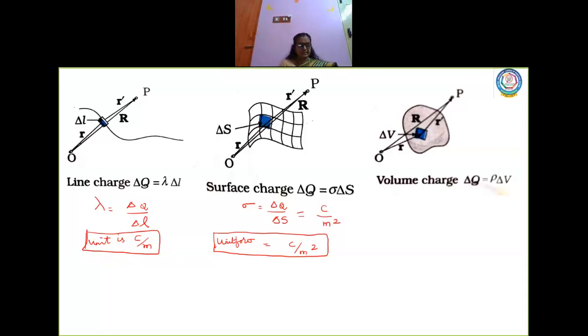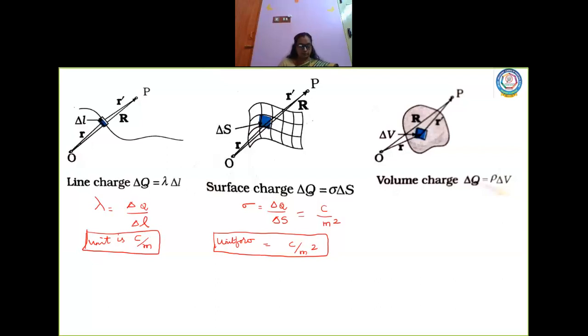So what is del L here? Del L here is the small line element on the macroscopic scale, and it also includes a large number of microscopic constituents. The number of charges inside it is the charge that is contained in the line element, children. This is with respect to linear charge density.